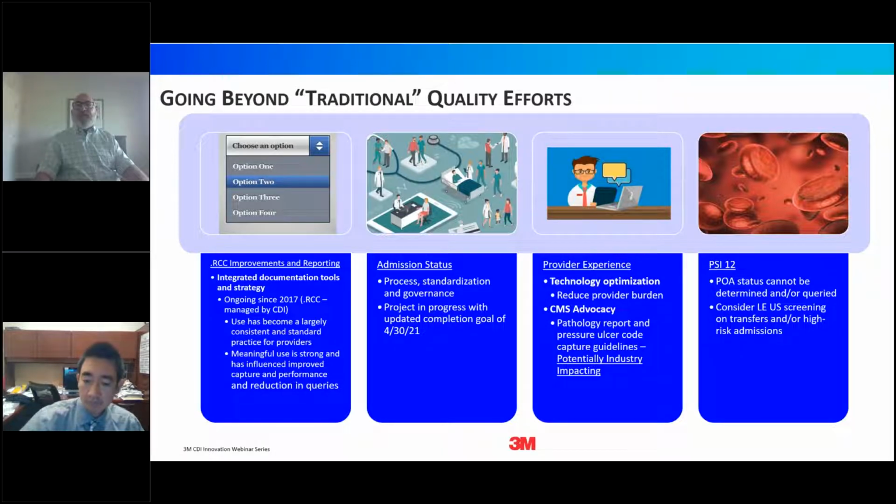And I think we'll talk a little bit more about PSI 12, the fact that you can't really determine or query for the POA status. So there's some talk around clinically doing a lower extremity ultrasound screening on transfers and our high risk admissions, so that we can substantiate that there are no clots or DVTs at that time.